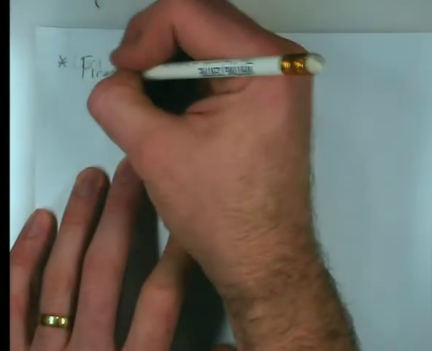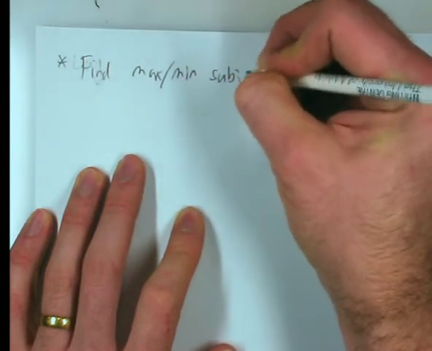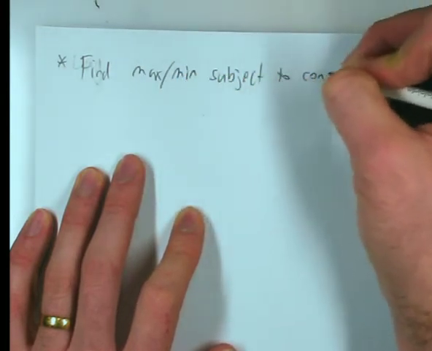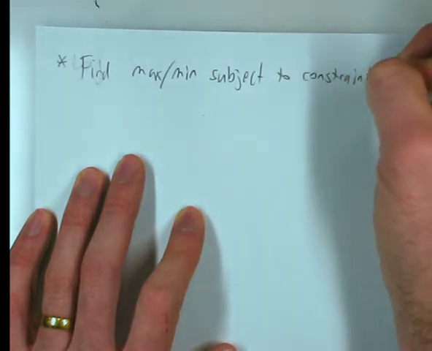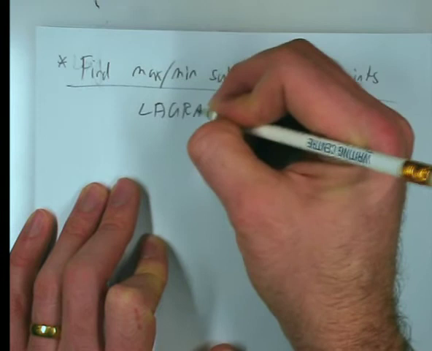So the purpose of Lagrange multipliers is to find a maximum or a minimum. It's similar to doing derivatives and setting them equal to 0, and we still do that process. So we can find a maximum or minimum subject to constraints, which means we're going to do Lagrange multipliers.